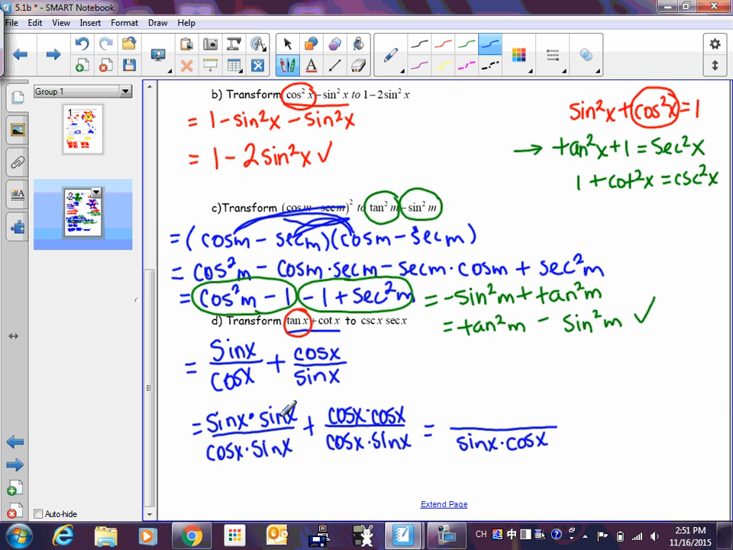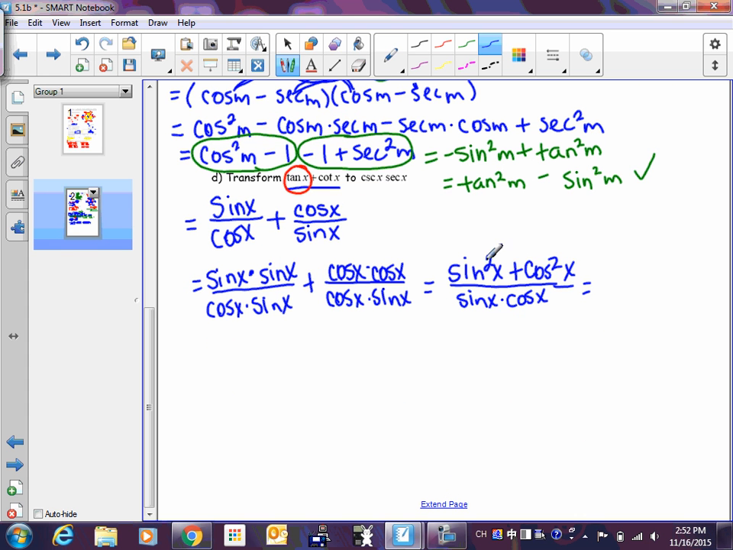Now, what is sine x times sine x? How else could I write that? Like, how do you write x times x? You write it as x squared, right? So what we're going to do is we're going to write that as sine squared. Okay, what about cosine x times cosine x? And when you start seeing squareds, you've got to be thinking identity. What is sine squared x plus cosine squared x? It's the main Pythagorean identity. It's a 1.